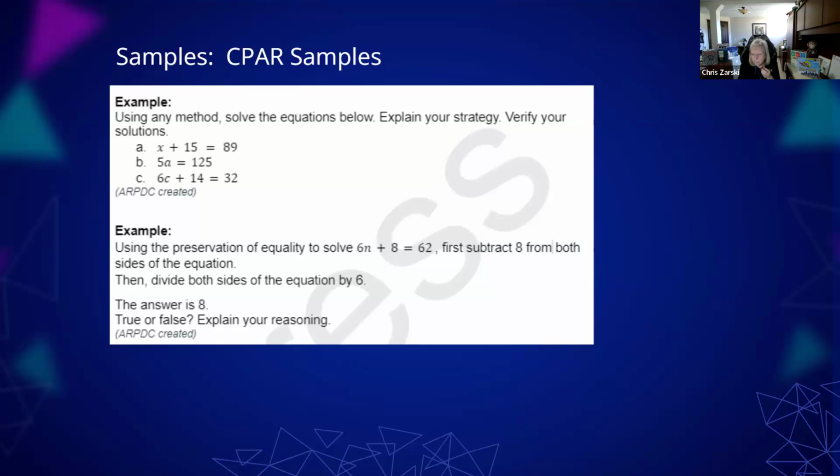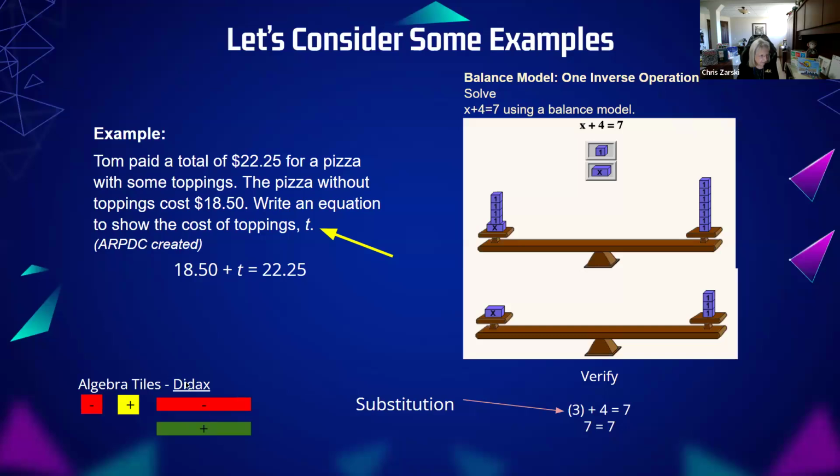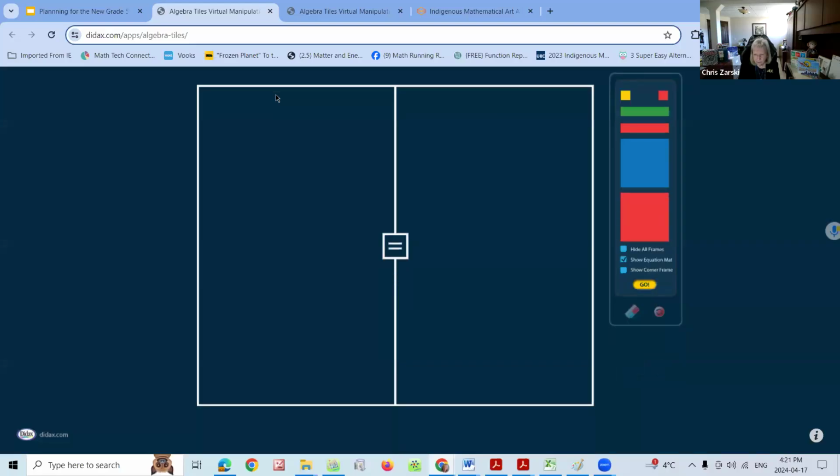Sorry. So why is the green bar X? Okay, so let's go back. That's a really good question, Rhonda. Let's go back to that for a second. So in algebra tiles, have you used algebra tiles before? Is this new? No. Okay, so no, it's new.